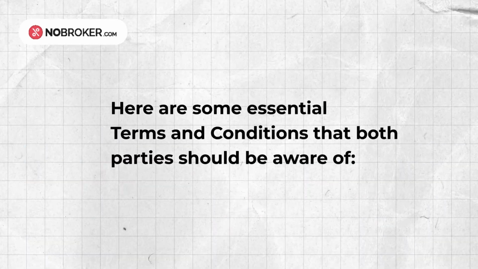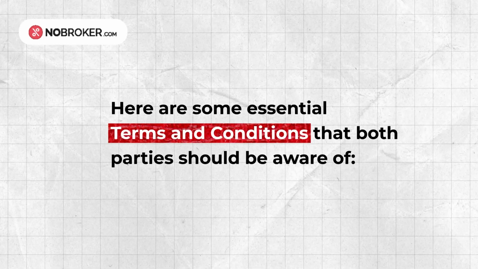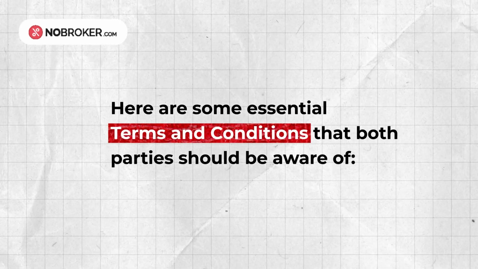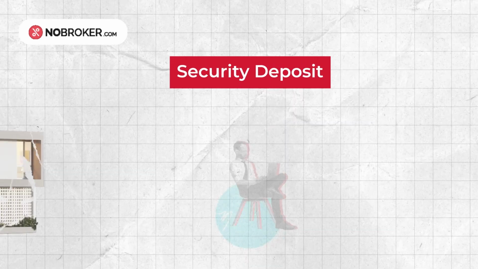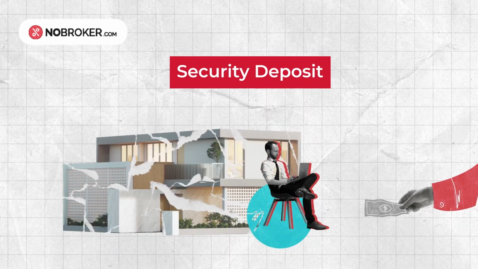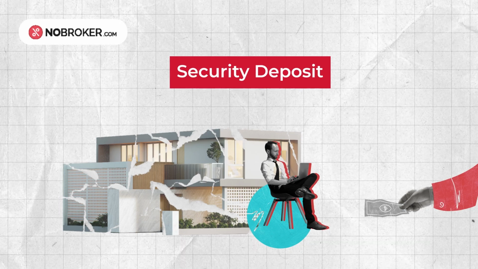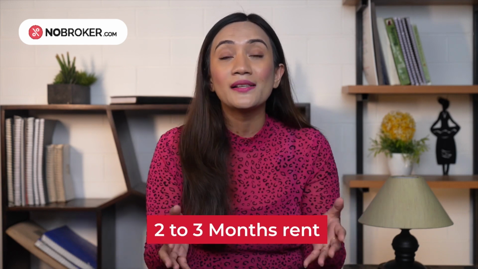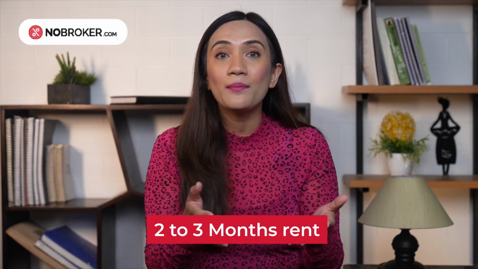Here are some essential terms and conditions that both parties should be aware of. Security deposit. This is a sum of money that the tenant has to pay to you as a landlord as security against any damages or unpaid rent. The amount is usually equivalent to 2 to 3 months of rent and is refundable at the end of the lease period, subject to the condition that the tenant has not caused any damage to the property.